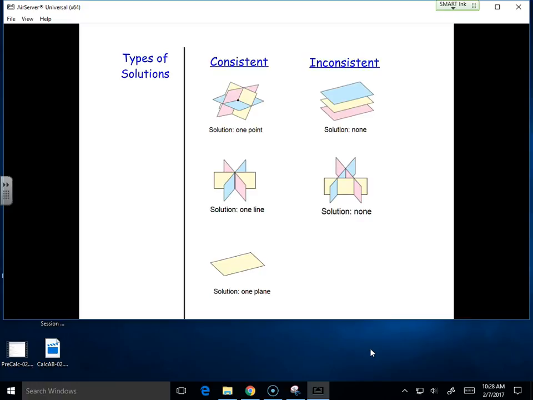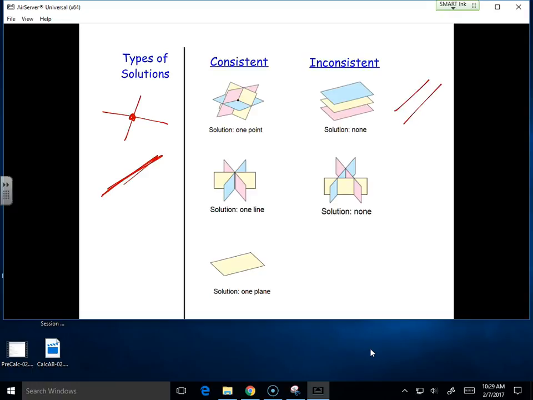We already talked about consistent and inconsistent with x and y's only, right? With x and y's only, consistent could look like this, with 1 point. Or consistent could look like this, infinitely many points. And inconsistent looks like that, right?